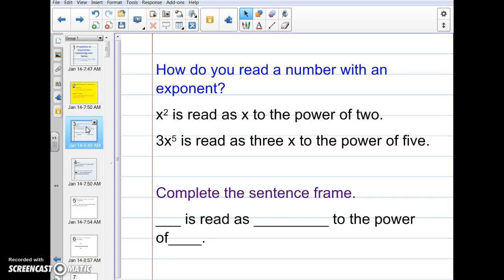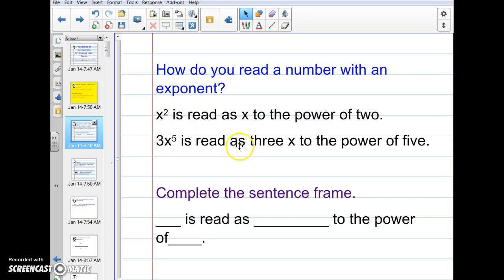So we're going to jump right into that. How do you read a number with an exponent? Now some of you guys are still saying this incorrectly, so that's why we're doing this part right here. I'm going to say this right here is read as x to the power of 2. And there's other ways of saying it. There's a couple other ways that I told you guys already in class. Like you can say it this way and it's still correct. But you can't say x2, that's not correct.